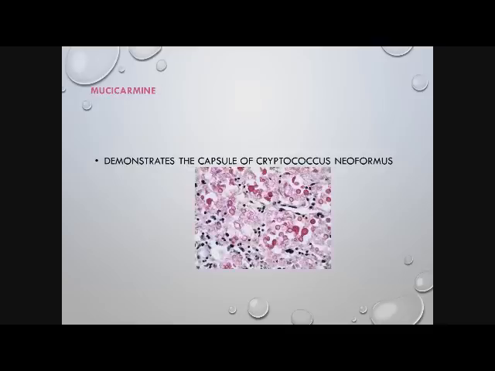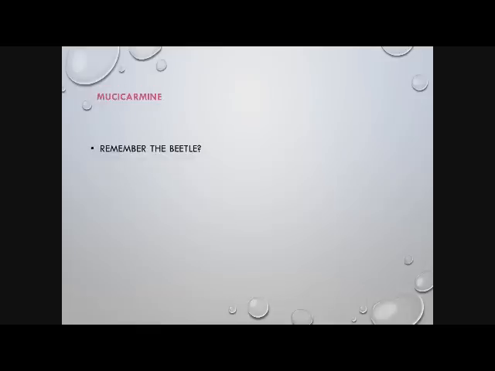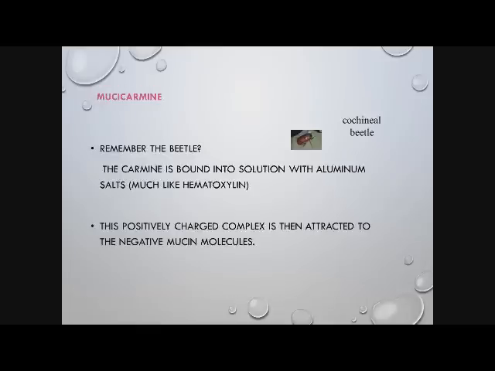Mucicarmine also can demonstrate the capsule of Cryptococcus neoformans, which is an opportunistic fungus, most often found in immunocompromised patients. So we can do that with the Alcian blue, we can do it with the mucicarmine. Remember the beetle.